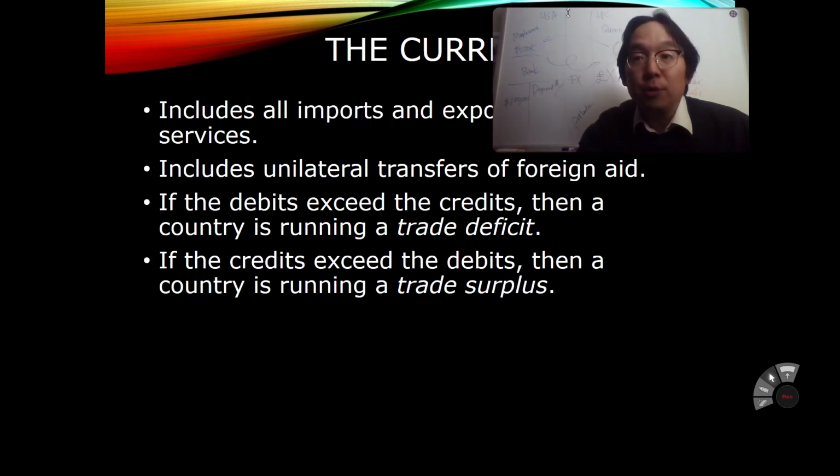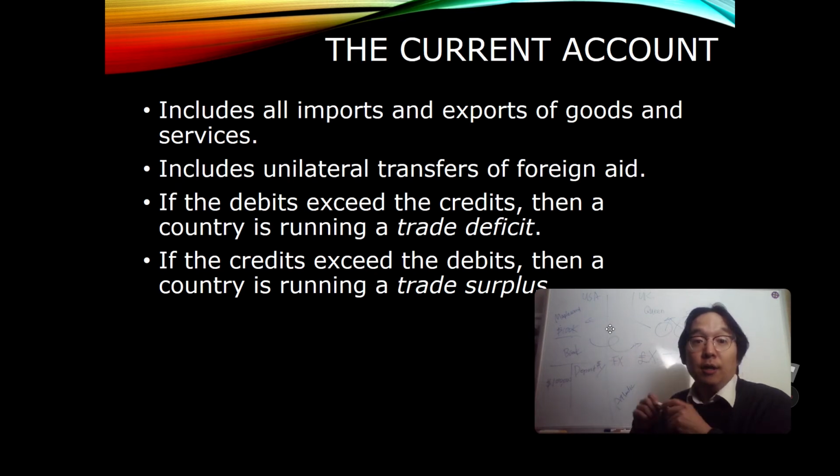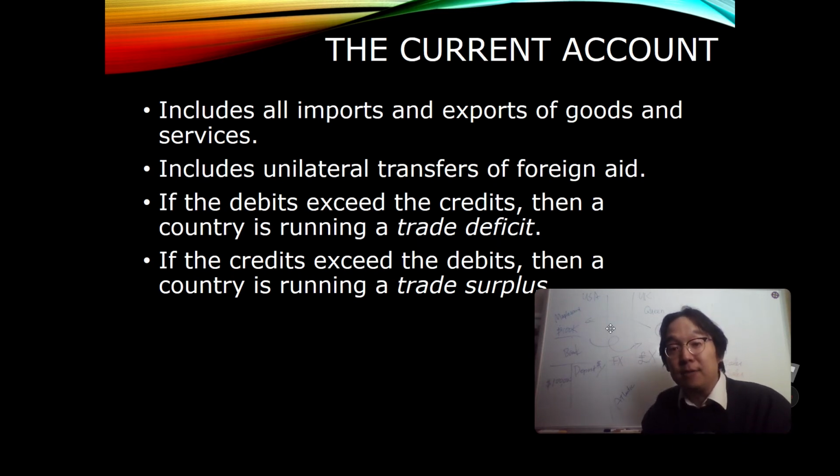Okay, so current account, this includes all import and export of goods and services. It includes unilateral transfers of foreign aid. If the debits exceed the credits, then a country is running a trade deficit. And if the credits exceed debits, then the country is running a trade surplus. 무역 적자 versus 무역 흑자 in Korean terminology.